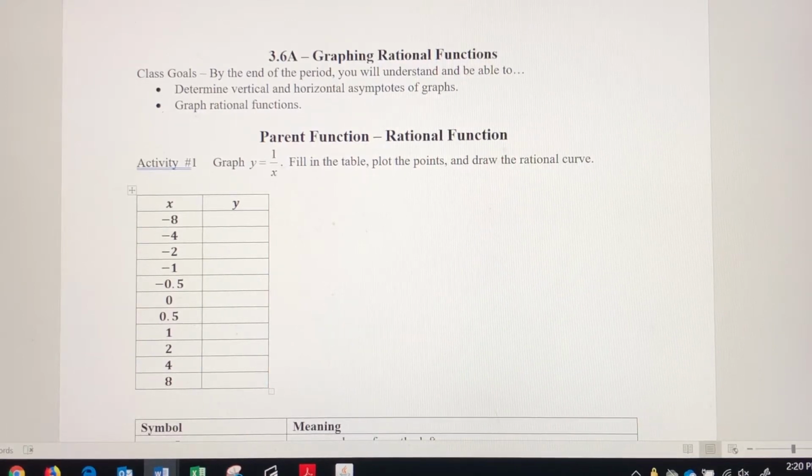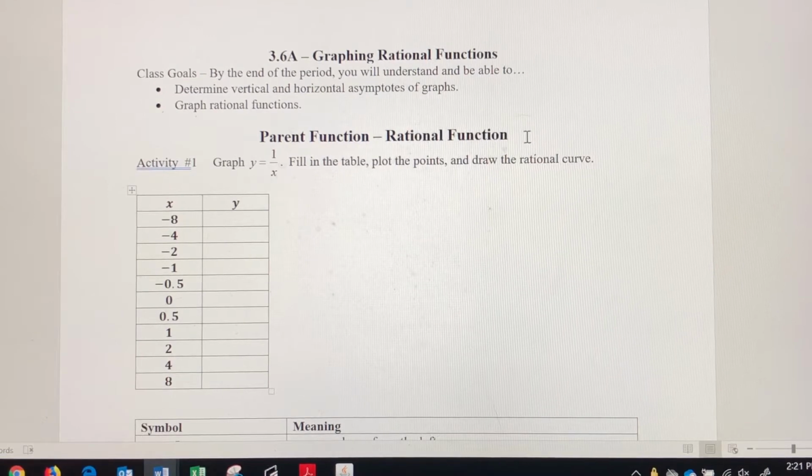All right, so this video is about graphing the parent function for the rational functions. It's y equals 1 over x. The rational function is sometimes referred to as the reciprocal function. So I've got a pretty good group of x values we're going to plug in for x here and get our y values, or f of x, whatever you want to call it.